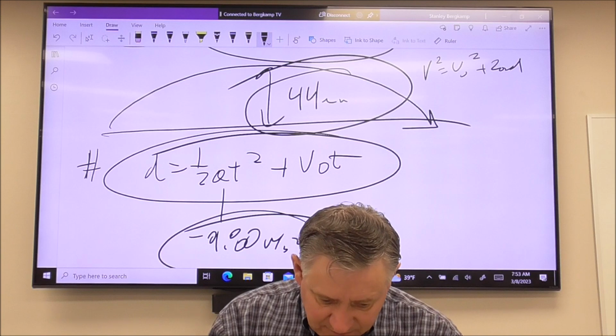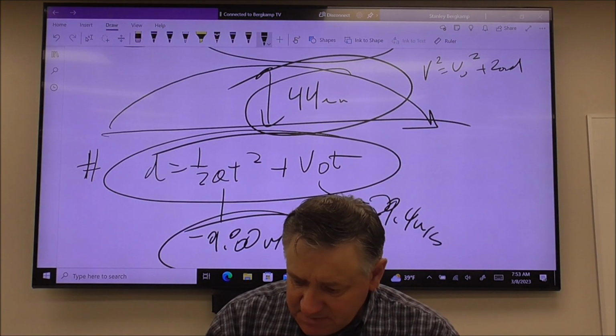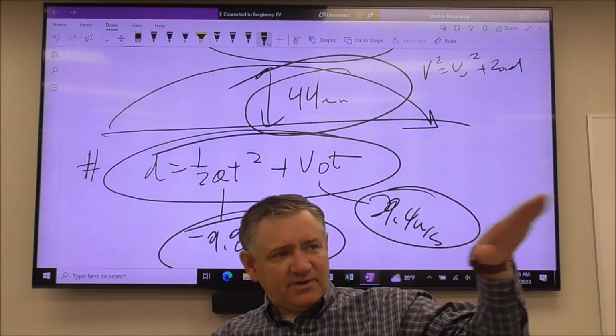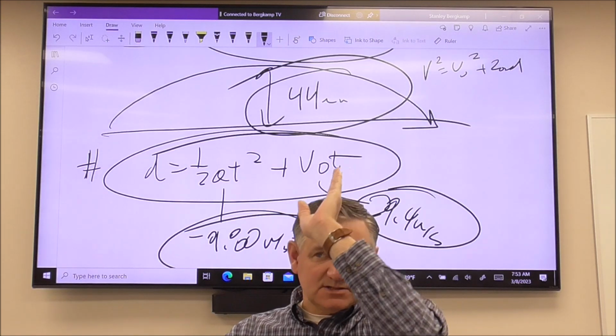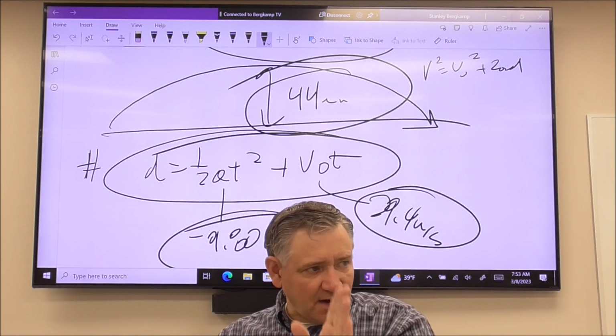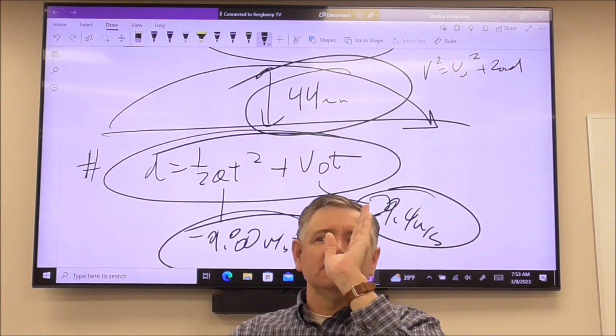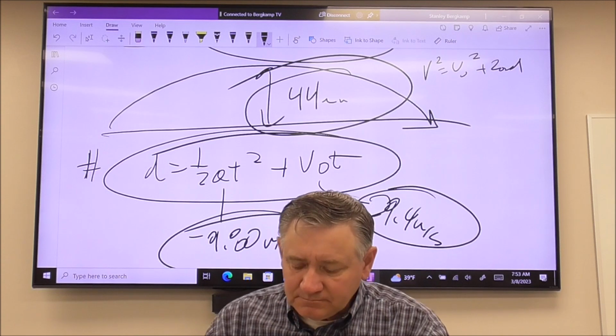So you've got your initial vertical velocity at 29.4 meters per second. Do not plug in the Vx. Do not plug in that overall launch velocity. Okay, it is only the vertical component that's affected by the gravity mafia. That's it. Okay, it is only the vertical velocity.